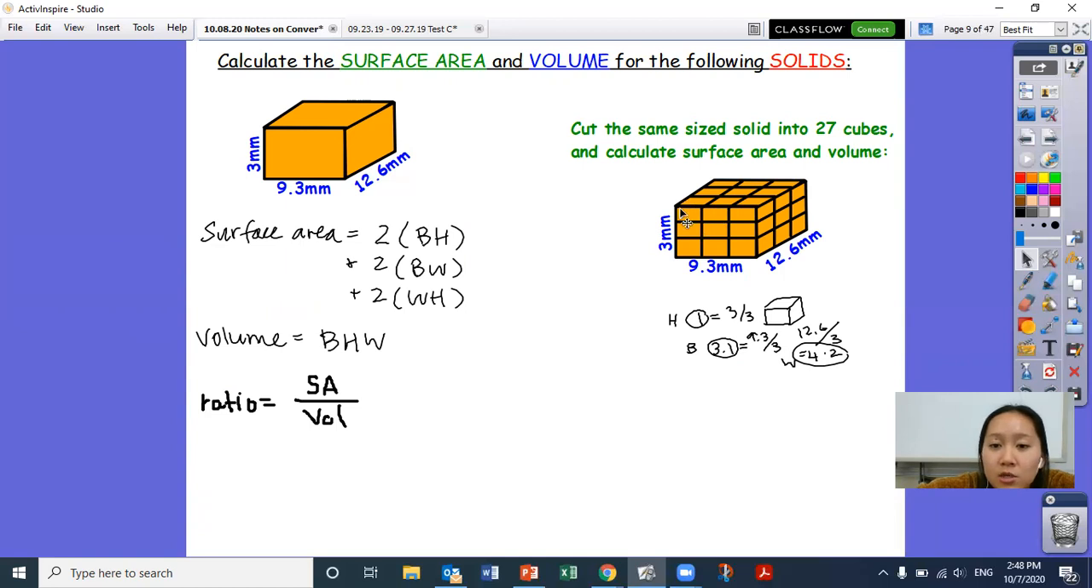But so you're going to find the surface area for each one of them, and then you're going to multiply them by however many cubes there are to find the actual surface area. So that's going to be a lot more than before. But the volume is the same, okay?